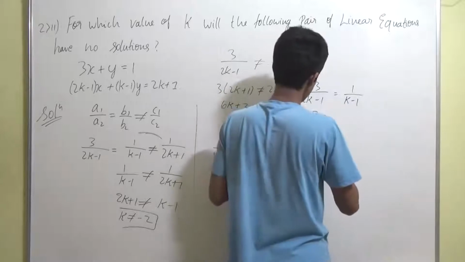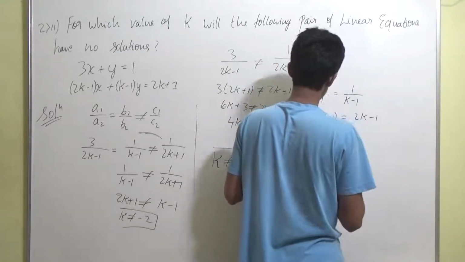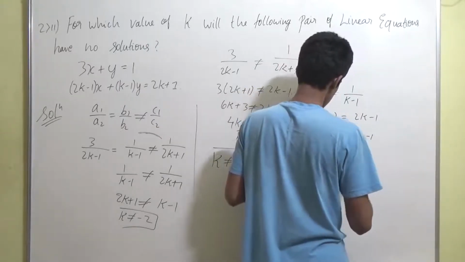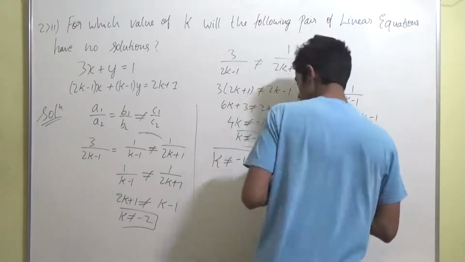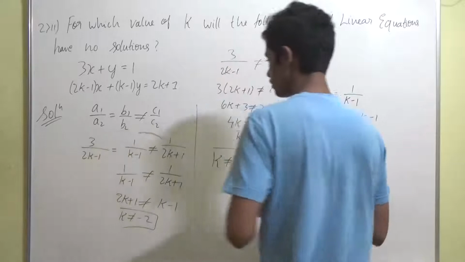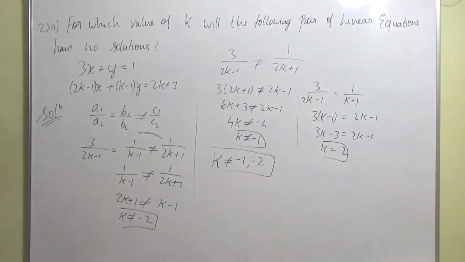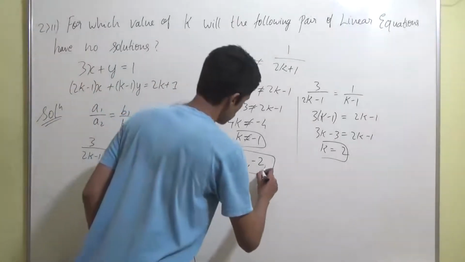Right, let me do one. See, 3 into k is 1 equal to 2k. Okay, here you're getting k equal to 2. Okay, guys, there's one more value of k for which you are not going to get any solution. That is k equal to 2, even for 2.